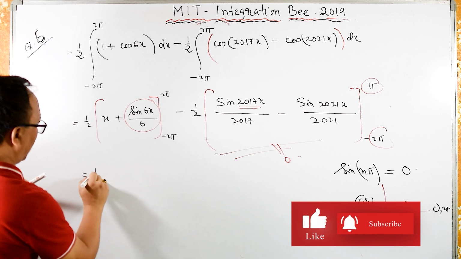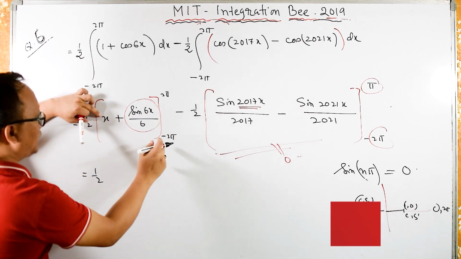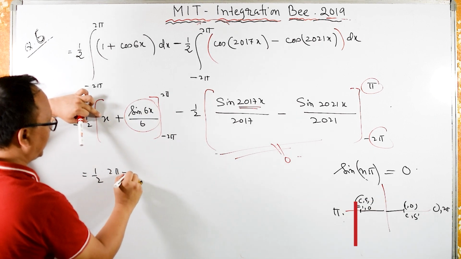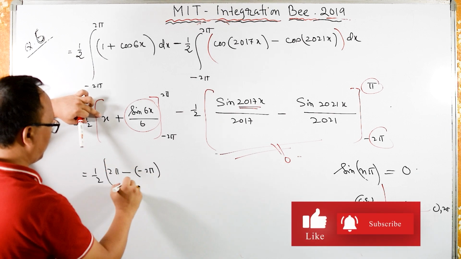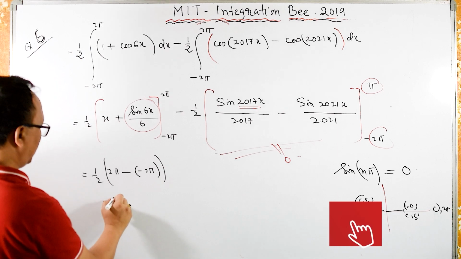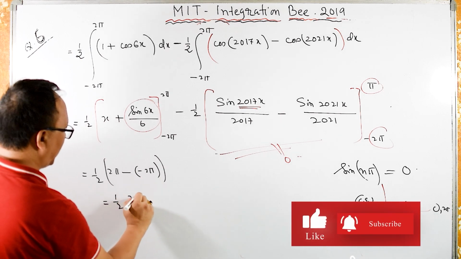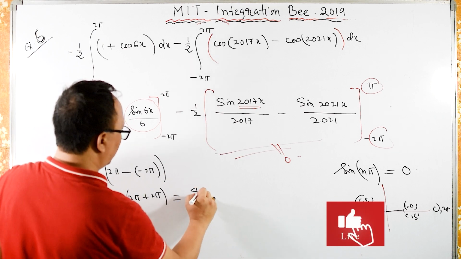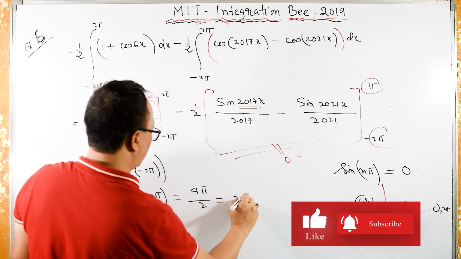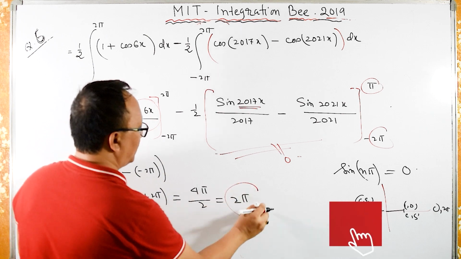We have equals half. Here, upper limit minus lower limit means 2 pi minus of minus 2 pi. We have half of 2 pi plus 2 pi, which is 4 pi upon 2, which is 2 pi. This is the required answer.